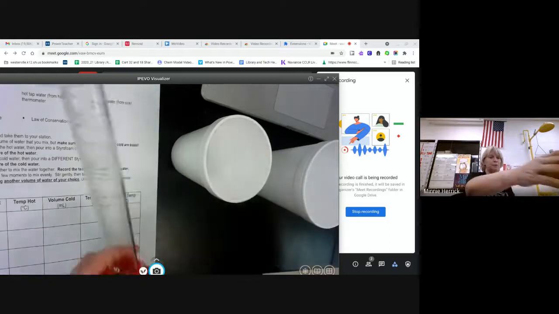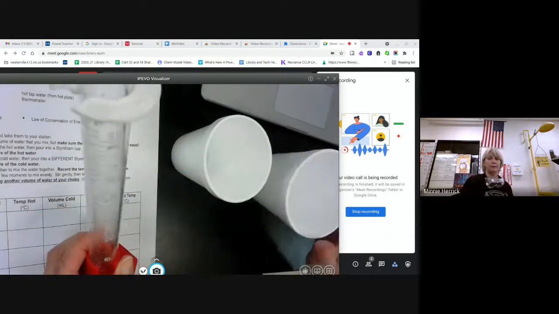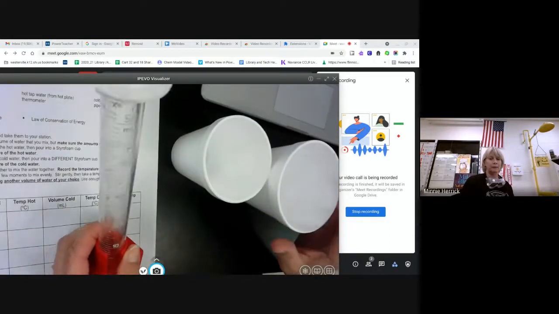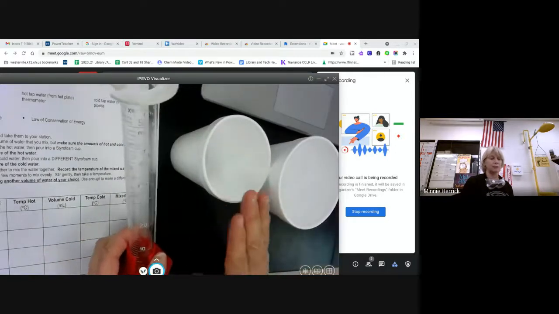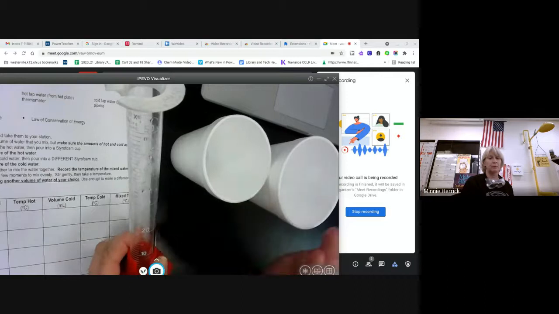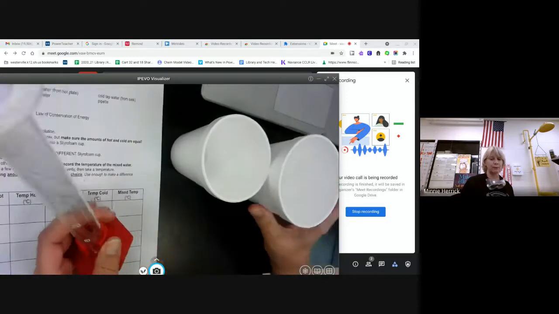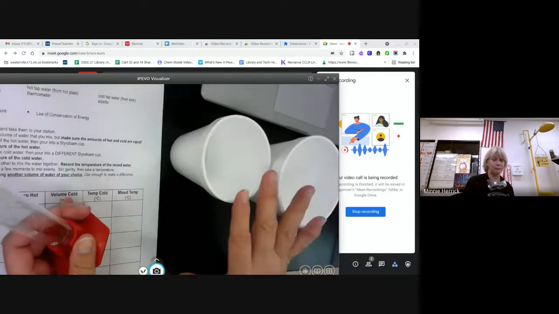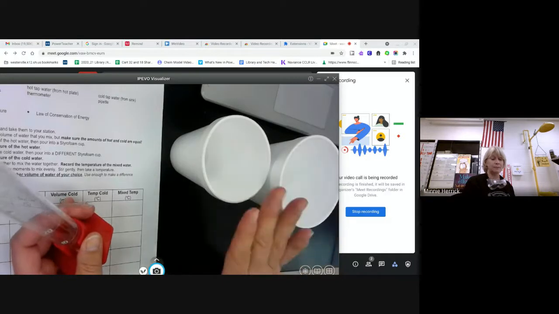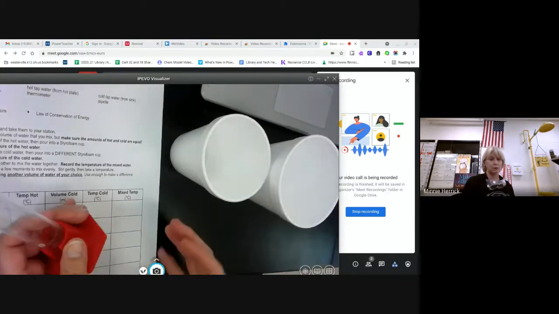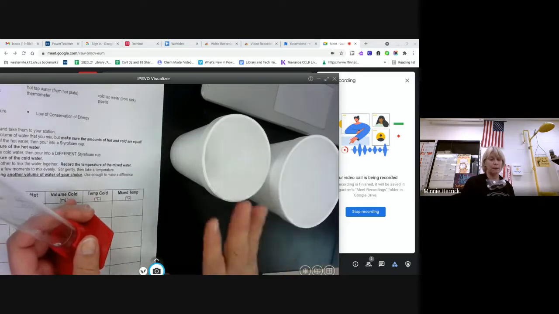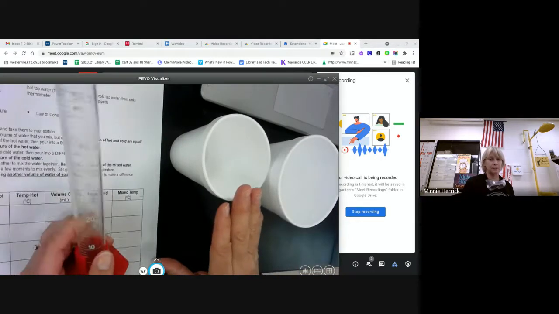And I'm going to do 40 mils of hot and put it in this cup. And I really want to do the cold first because it's easy to get the temperature. It stays pretty consistent. But when you have hotter temperature, even though we're using these insulated cups, the styrofoam cup is a very good insulator. That happens to be one of your questions on the back of the page about why we're using the styrofoam cups.